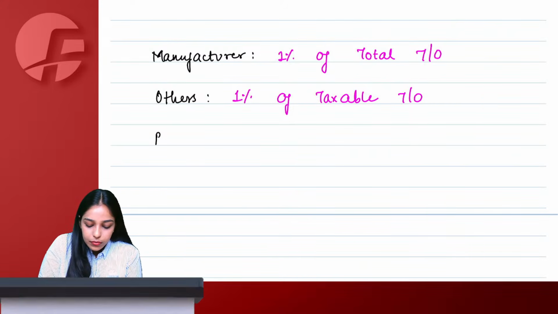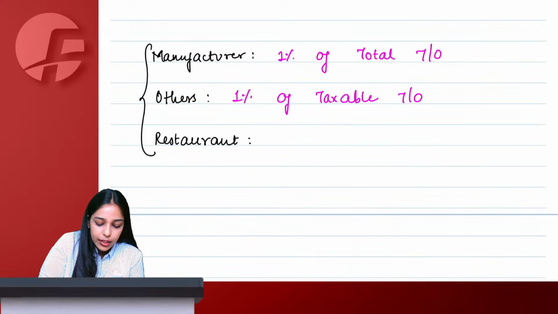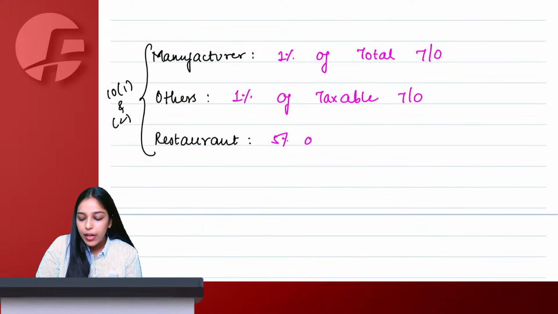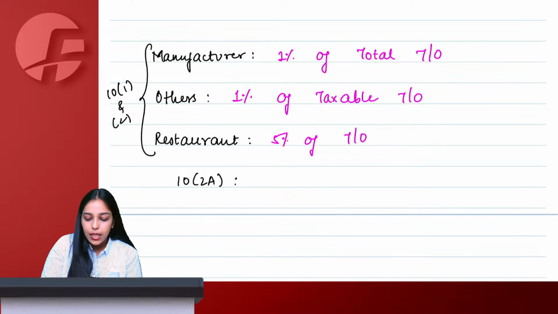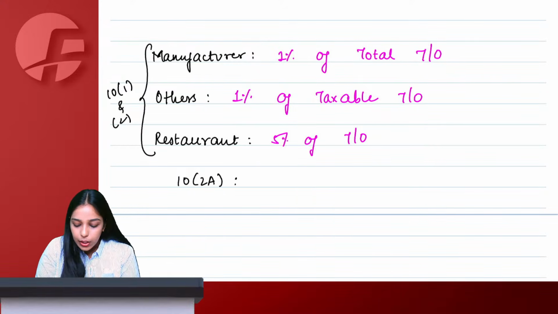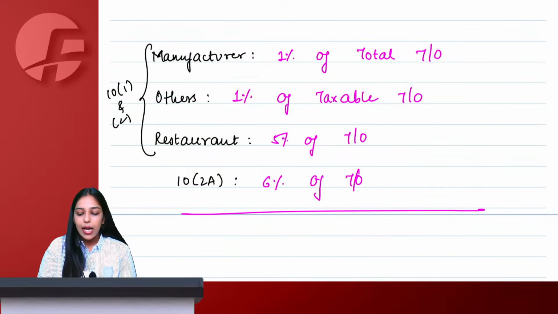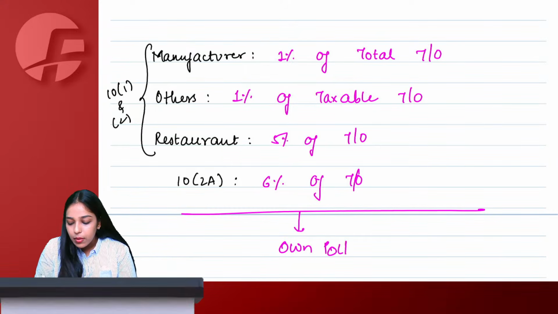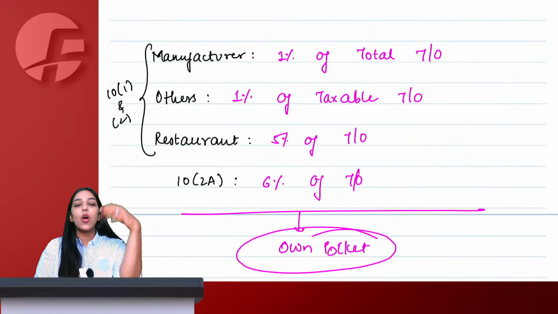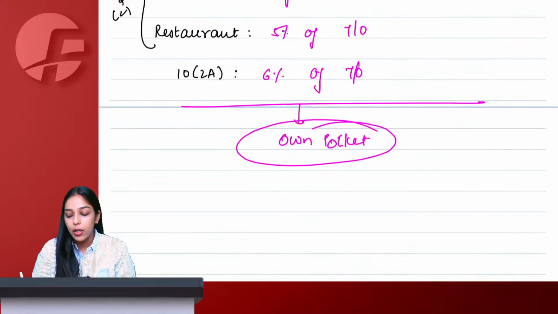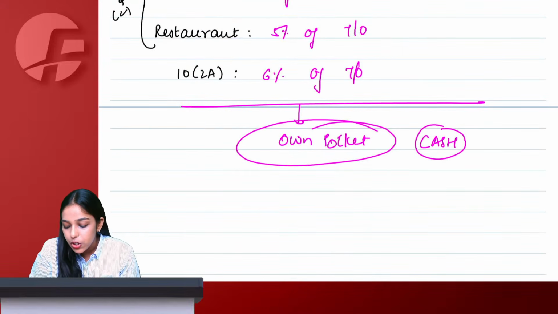Then we have, if you are supplying services for restaurant, so these all three are for 10.1 and 10.2. So for restaurant, you have to pay 5% of your total turnover, and if you are opting for the composition scheme under section 10.2A, then you have to pay 6% of your turnover. These are the taxes that you have to pay, and you cannot collect these taxes from your customer. These taxes you have to pay as a composition person out of your own pocket, always using your cash ledger.